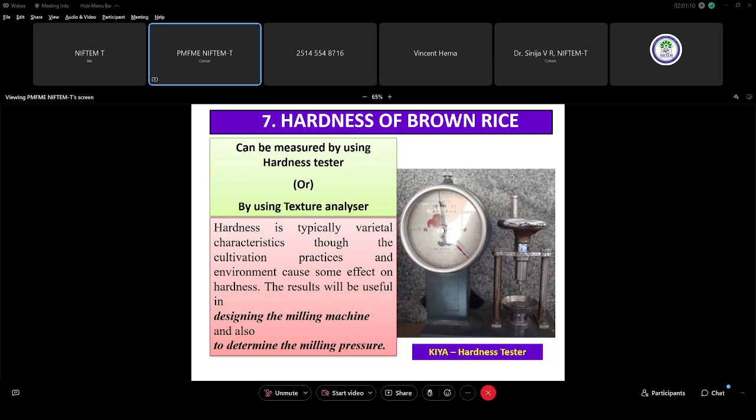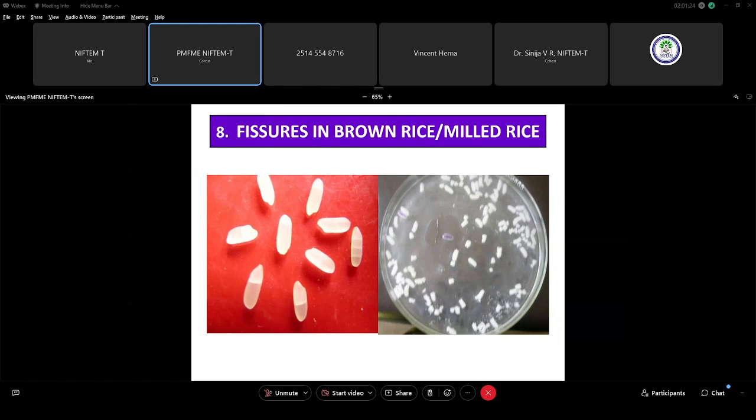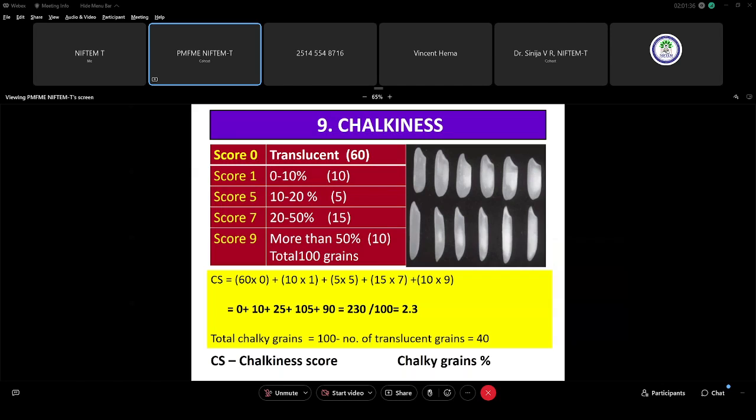For measuring the hardness of the grain, we can use a grain hardness tester or texture analyzer. The more the hardness, the better the withstanding capacity during milling; otherwise it breaks more. If the paddy has more sun checks, it gives the resultant rice with more cracks, so it cracks during cooking. If the chalkiness portion is more, then it breaks more during milling, and it also has its own influence during cooking.